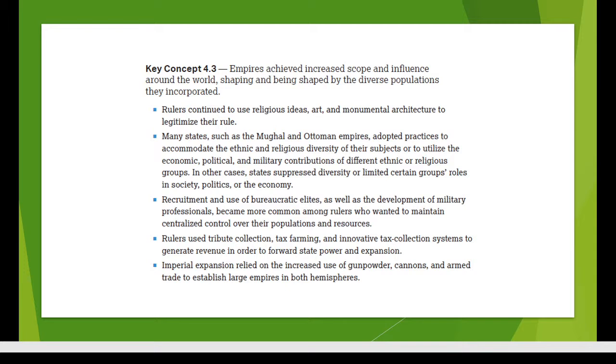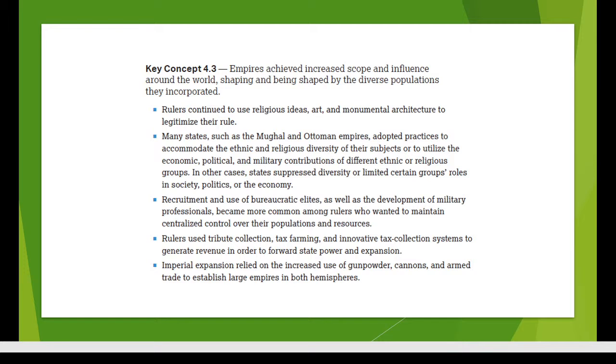The Mughal, of course, were very accommodating, very tolerant. But it does say that in other cases, states suppressed diversity or limited certain groups' roles. You can think about the Mughal under Aurangzeb when he started to persecute the Hindus and didn't let them serve in government and put down temples. Remember that the Manchus in China will also limit the role of non-Manchus, so they were not very tolerant there.